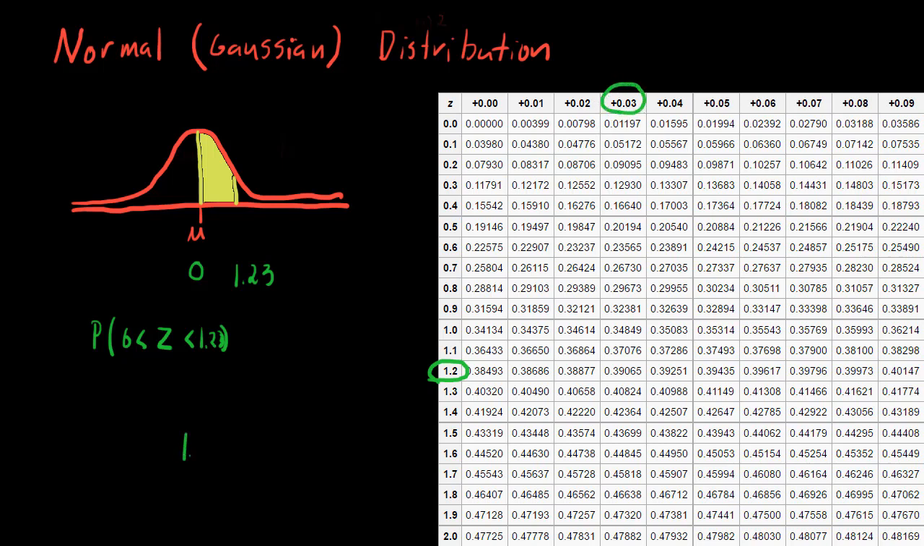So this is giving us our 1.2 plus 0.03, which is giving us our 1.23 value. So we just follow those lines down. So we follow 1.3 and 1.2 until they come to our value here of 0.39065, which means from 0 up through 1.23, we have the probability of 0.39065, or 39.065% chance that a standard normally distributed value falls between 0 and 1.23.